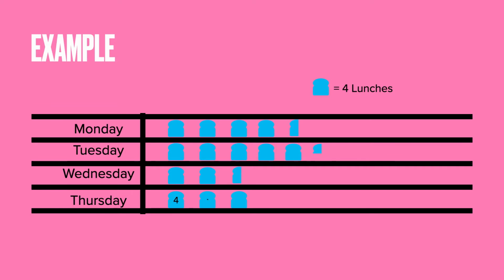Let's do Thursday. So there's 4, 8, 12 lunches were sold on Thursday. Let's go to Wednesday. It's a little more interesting. I got my 4, my 8, but then I've got half a piece of bread. If a whole piece of bread is 4 lunches, then half a piece would be half of that, 2 lunches. So that means from 8, I would jump up to 10 for Wednesday.